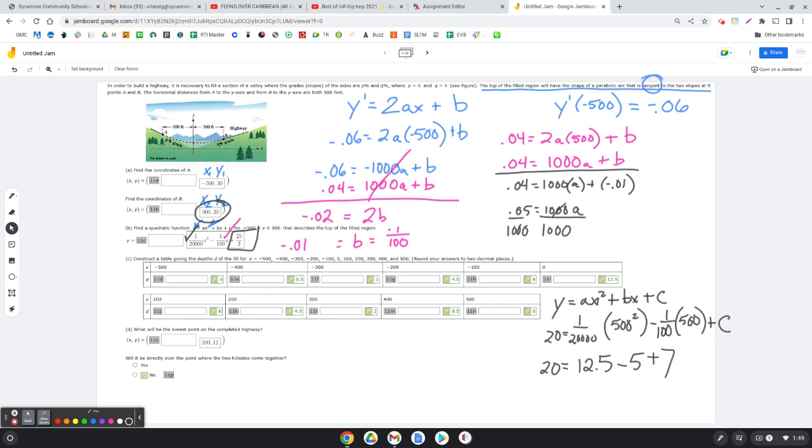Okay, so 20. Hold on, what did the 7 come from? It should be a c. It got glitchy. Come on, Miss Underwood, help me out.